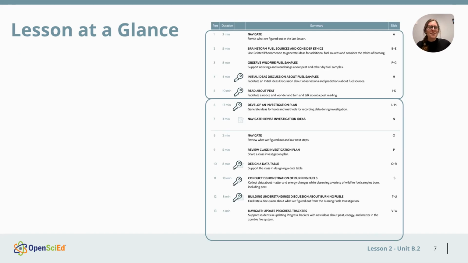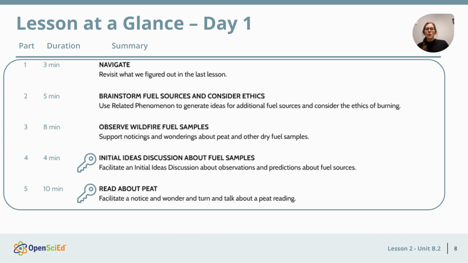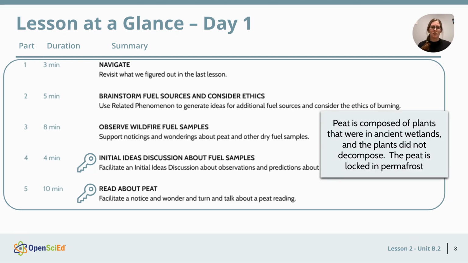Looking at the lesson at a glance, we see 2 sense-making loops. So let's look at those in more detail. In loop 1, we're going to brainstorm fuel sources and consider ethics. So talk about what could be a fuel source. We're going to observe wildfire fuel samples and compare them. And then we'll have an initial ideas discussion about the fuel samples, what's similar, what's different, and making predictions about the fuel sources. And finally, we're going to read about what peat is.